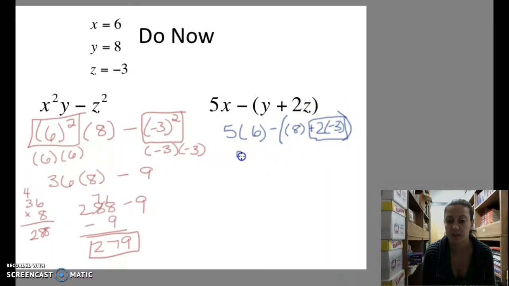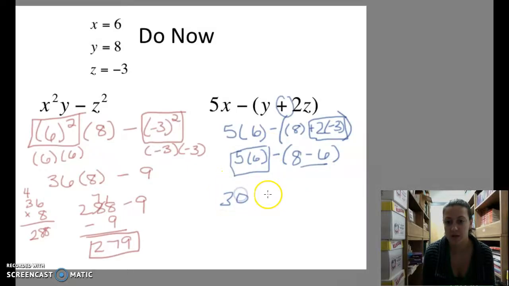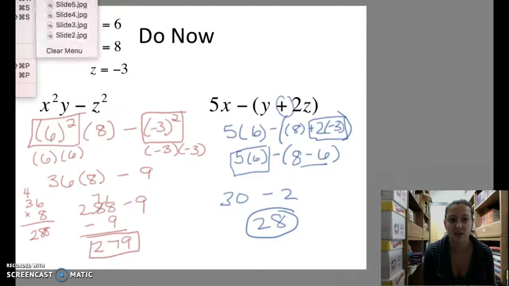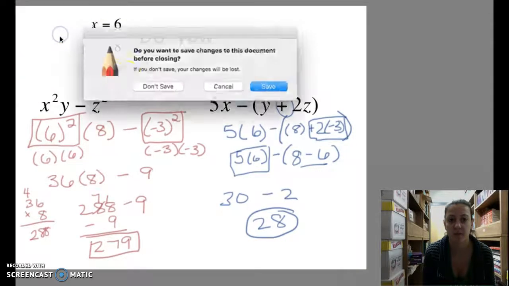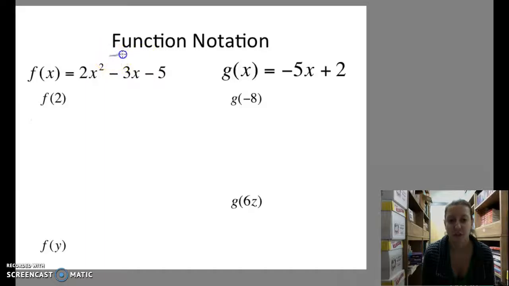Include the sign. 5 times 6 minus. We can take that out because that's tied to this with that addition symbol. So 2 times -3 is -6. Okay, simplify inside the group. You know what? I'm also going to combine these two. 30 minus 2 is 28. Parentheses make a difference.